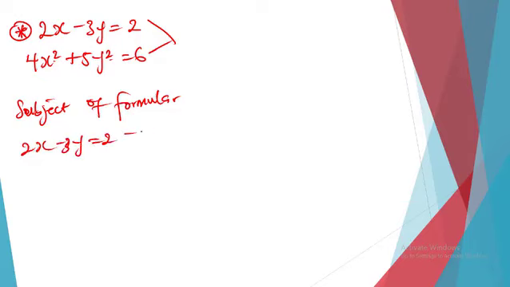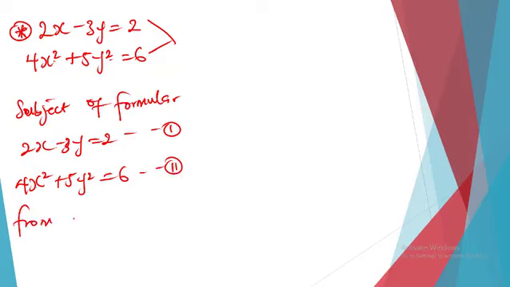Now to solve this equation, first of all, we need to make one of the unknown variables in the linear equation the subject of formula. Let us start from equation 1. Let's call 2x minus 3y equals 2 equation 1. And 4x squared plus 5y squared equals 6 is our equation 2.